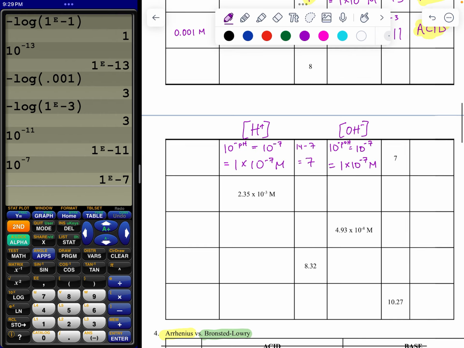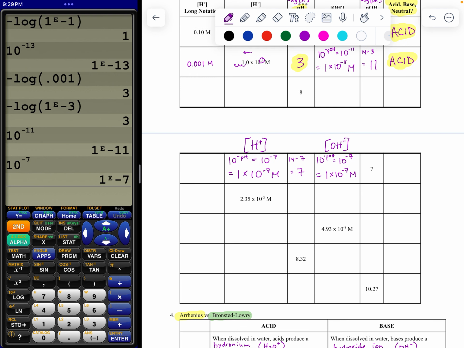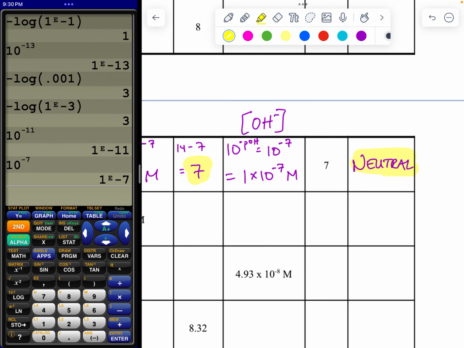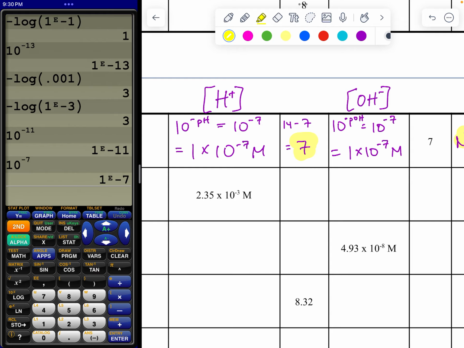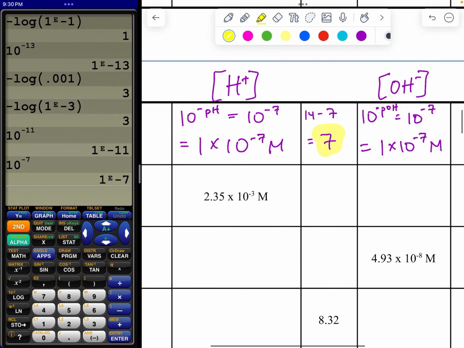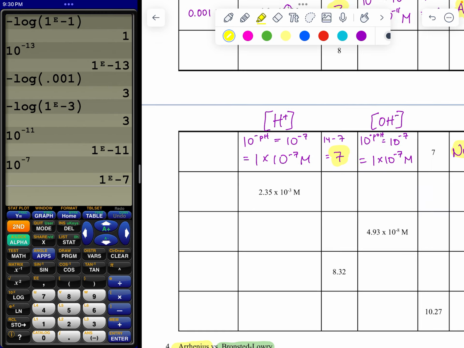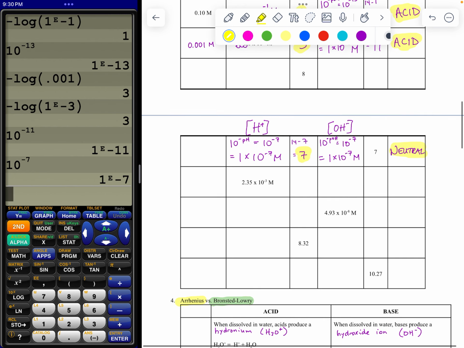Well, that should make sense, because when I have a pH of 7, that means that I have something that is neutral. And neutral means that I have the same amount of acid and base in this same space. And look at that. I certainly do. The concentrations of both are equal to each other. So this kind of checks out.